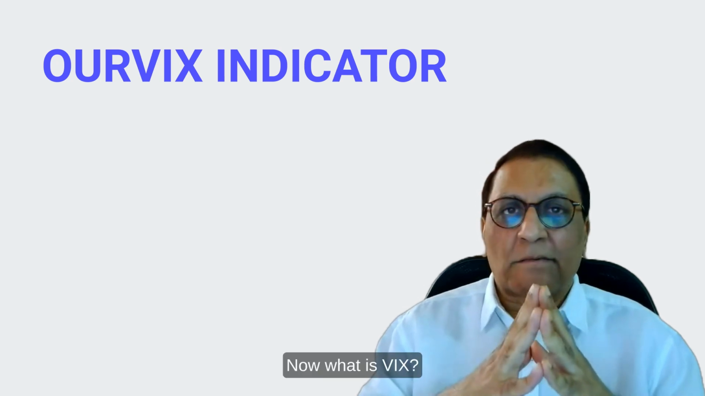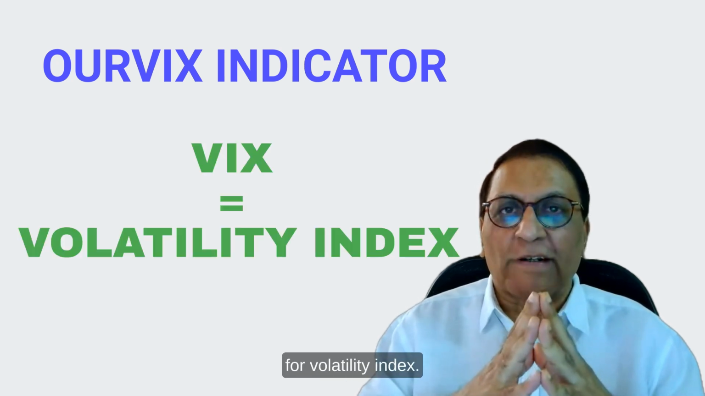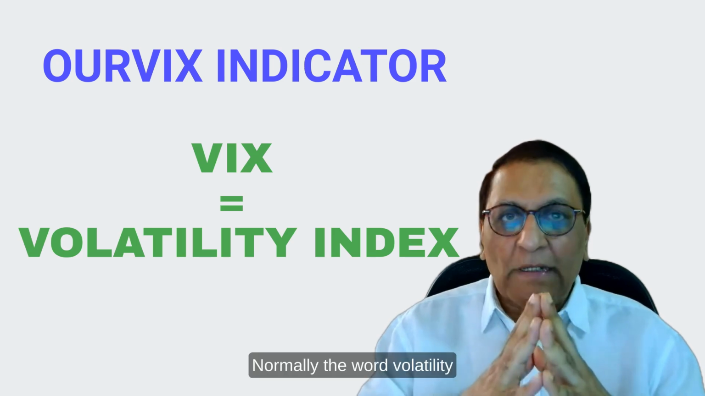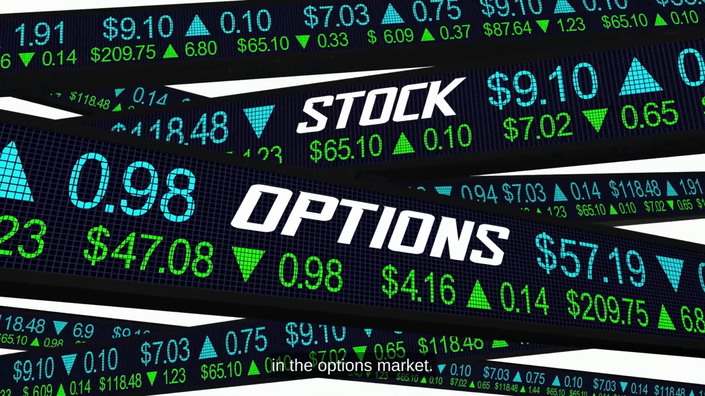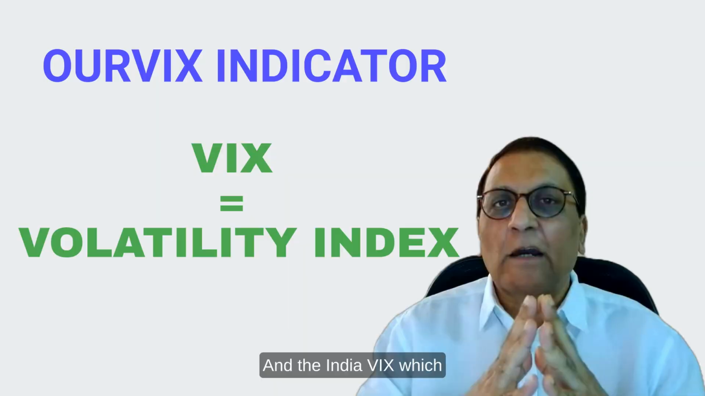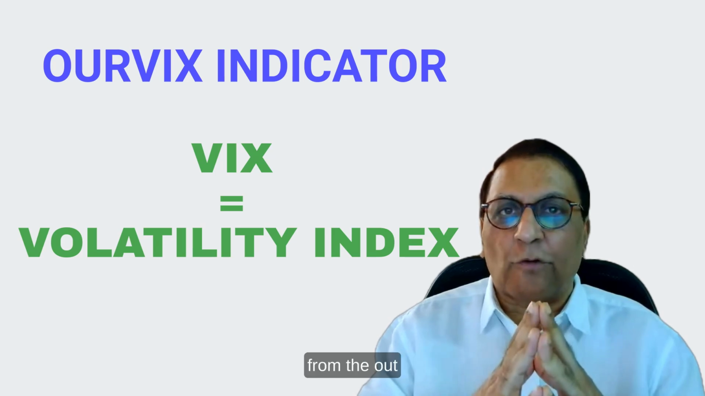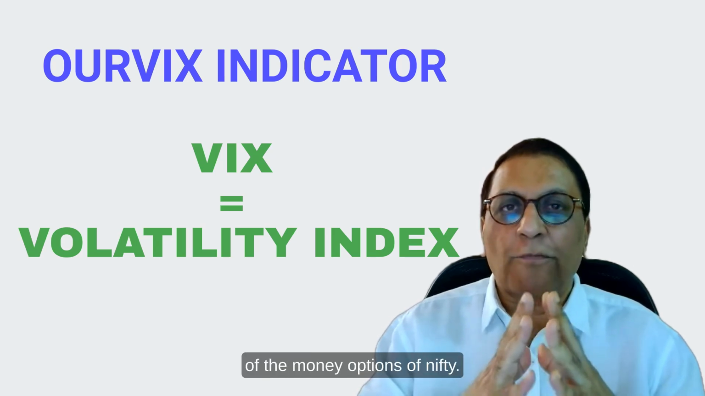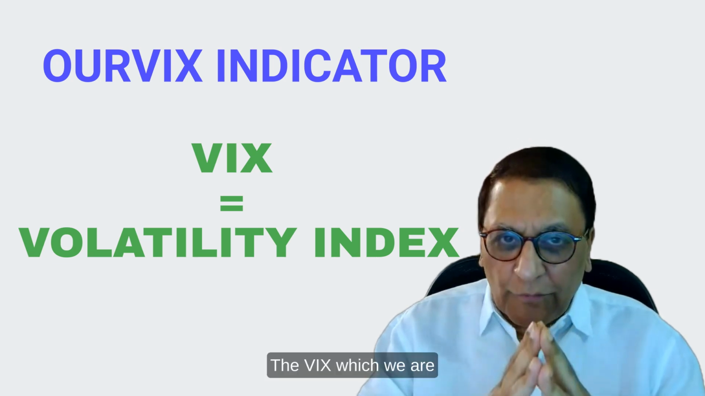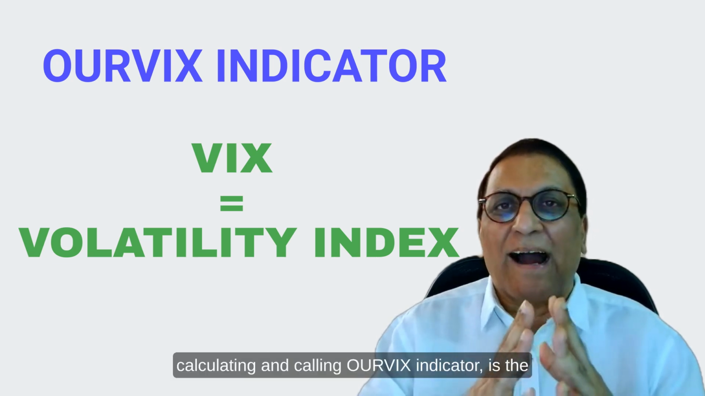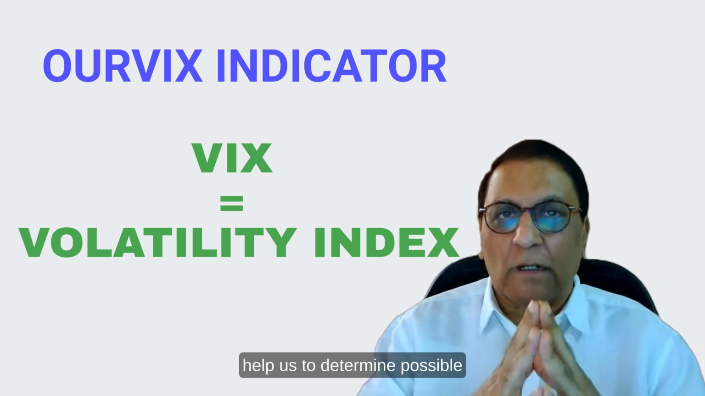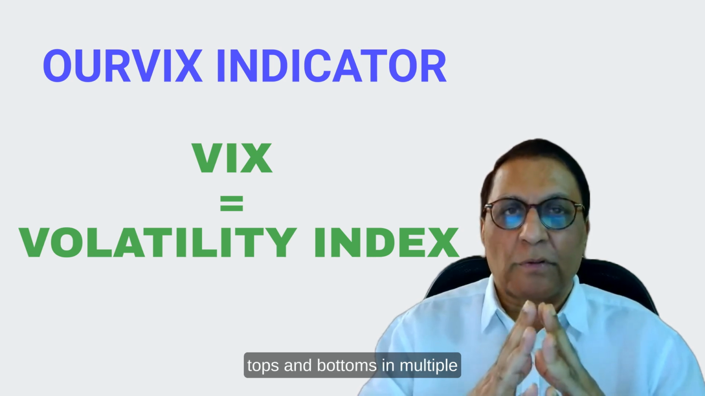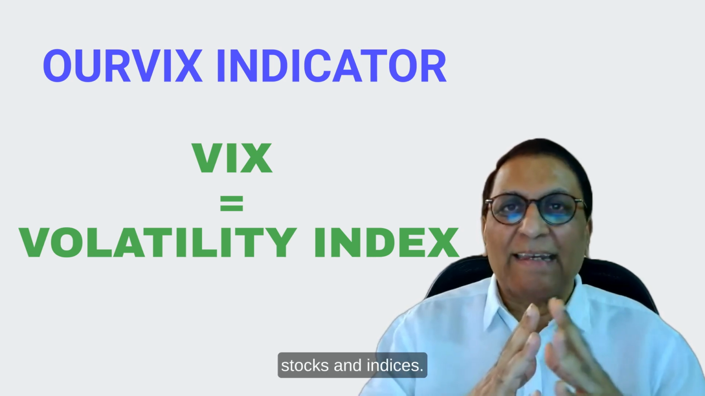Now, what is VIX? VIX is a short form for volatility index. Normally, the word volatility index is associated with the volatility in the options market. And the India VIX is calculated from the out of the money options of NIFTY. The VIX which we are calculating and calling our VIX indicator is the indicator which is going to help us to determine possible tops and bottoms in multiple stocks and indices.